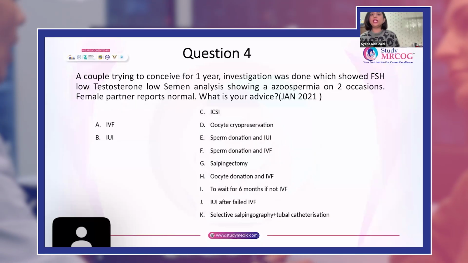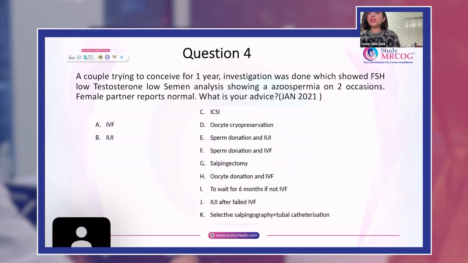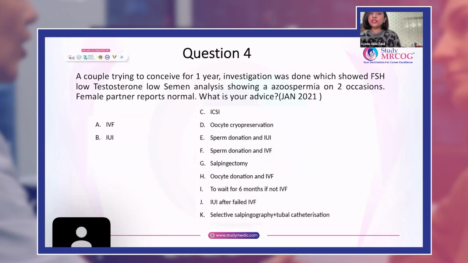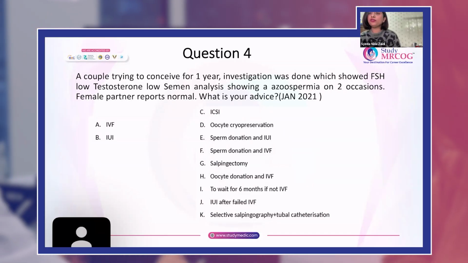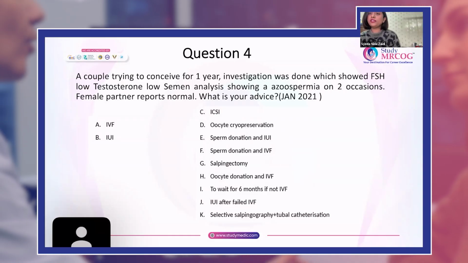On to the next question. A couple is trying to conceive for 1 year. An investigation was done which showed low FSH, low testosterone, and semen analysis showing azoospermia on 2 occasions. Female partner reports normal. What is your advice?